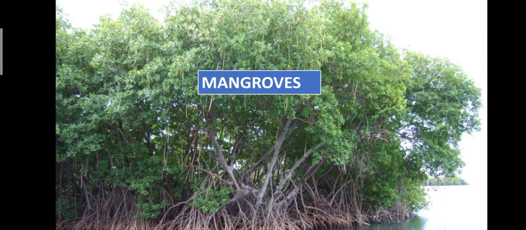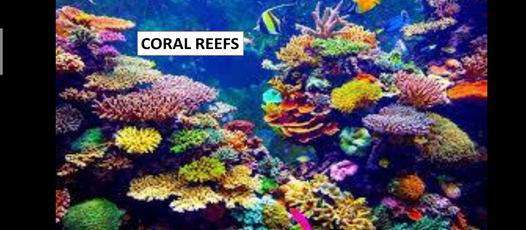The third example is mangroves. A mangrove is a tree or shrub which grows in coastal swamps or brackish water. It is a tree with roots above the ground. The fourth example is coral reefs. Coral reefs are large underwater structures made up of dead or living corals. Corals are stony substances secreted mainly by marine coelenterates.